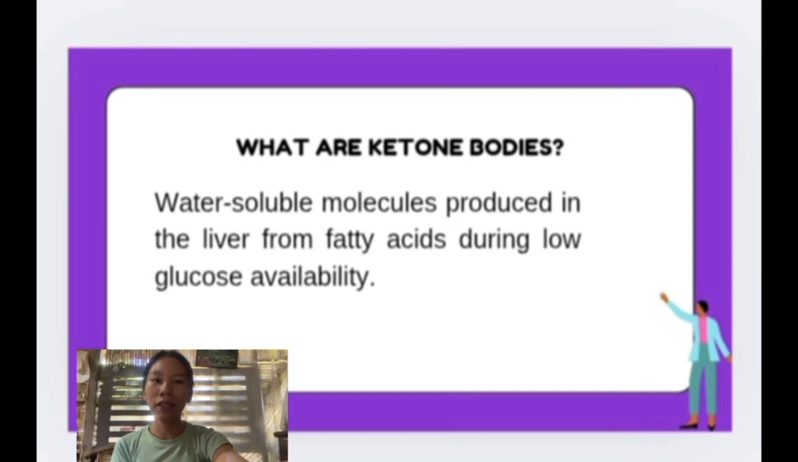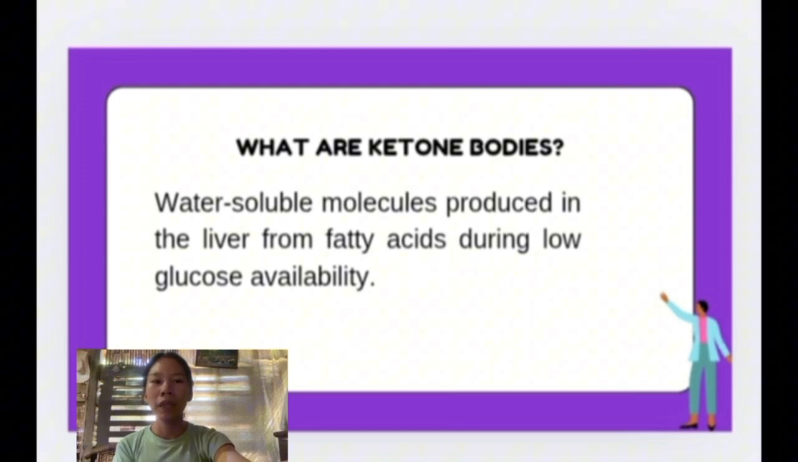These are alternative fuels for the brain and muscle when glucose is low, especially during fasting, low carb diets, or uncontrolled diabetes. During periods of prolonged fasting or starvation, when glucose availability is limited, the liver produces ketone bodies, acetoacetate, beta-hydroxybutyrate, and acetone, from fatty acids.